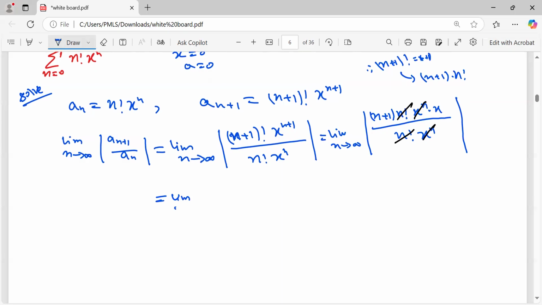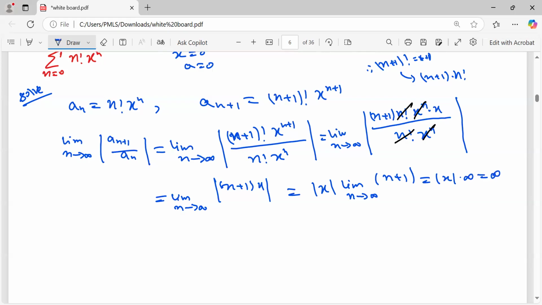limit n approaches infinity, (n plus 1) times x, like this. And we know that x can be taken out of the limit because there is no n involved in this case. So limit n approaches infinity will be written as n plus 1. If we apply the limit, we will get mod x times infinity, that will be equal to infinity. So we see that this is the second case, like limit n approaches infinity, a n plus 1 over a n will be equal to infinity.